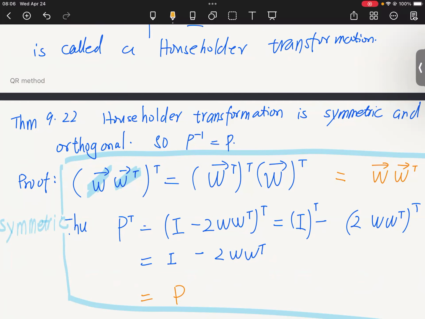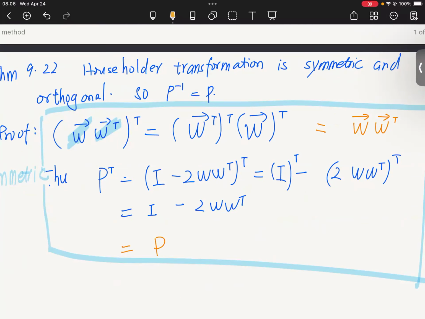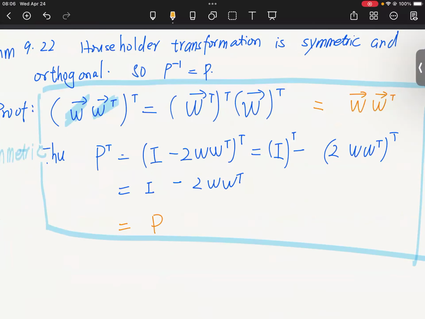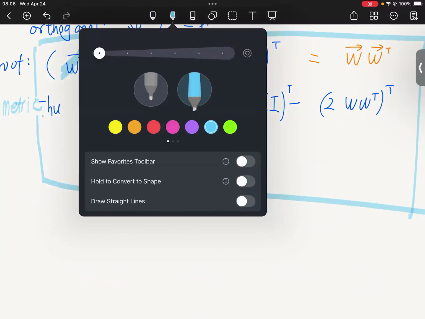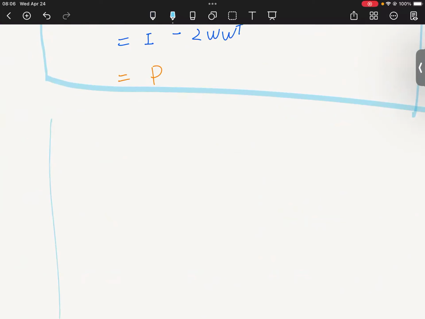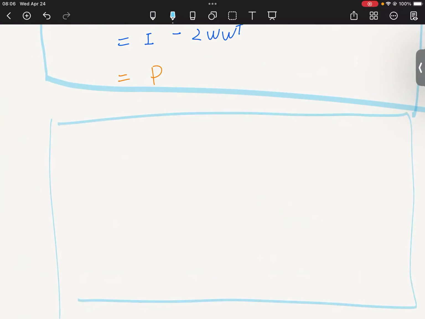We have already finished the symmetric proof. We just took the transpose of the householder transformation and proved that the transpose of P equals P itself. And now, in this class, we are going to prove that it is orthogonal. If we want to prove it is orthogonal, what should we do? So here, this part is for the orthogonal proof.